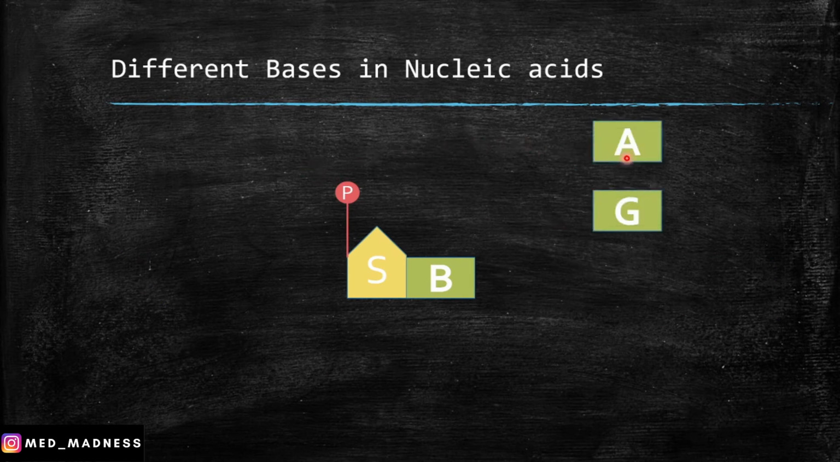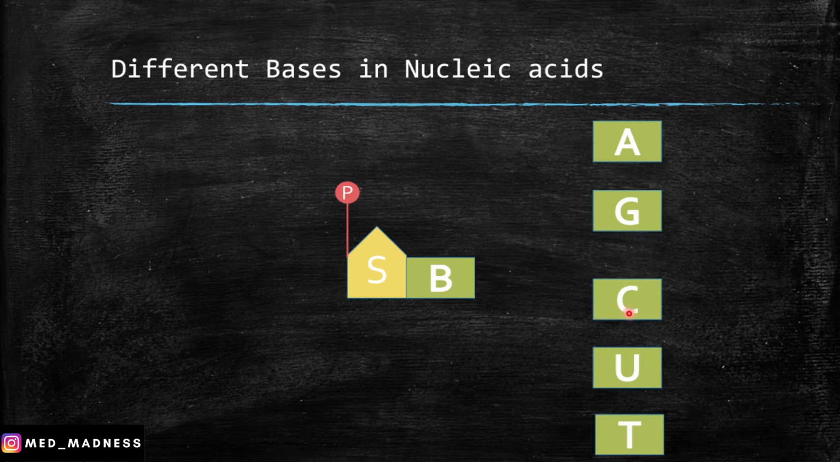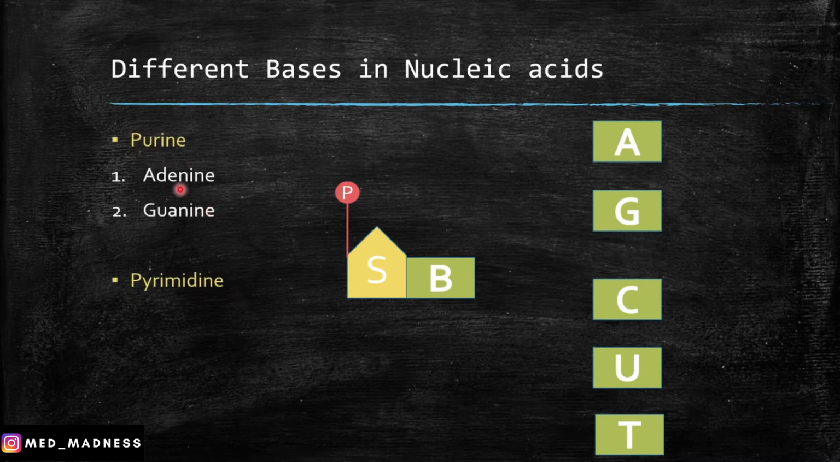The different bases in the nucleic acids can be adenine or guanine, and these are called purines. And cytosine, uracil, and thymine are pyrimidines. So, adenine and guanine are purines, and pyrimidines are cytosine, uracil, and thymine.